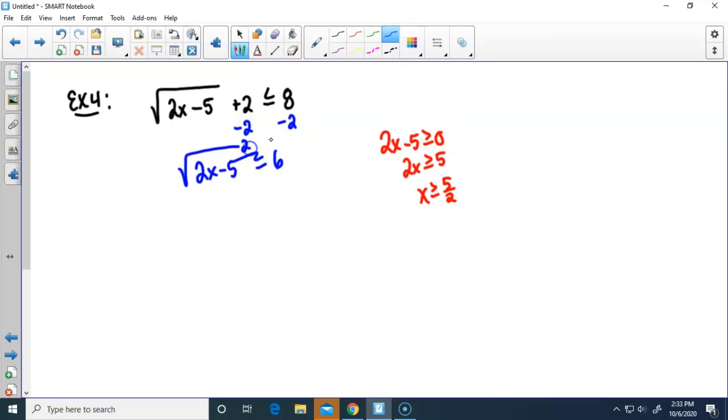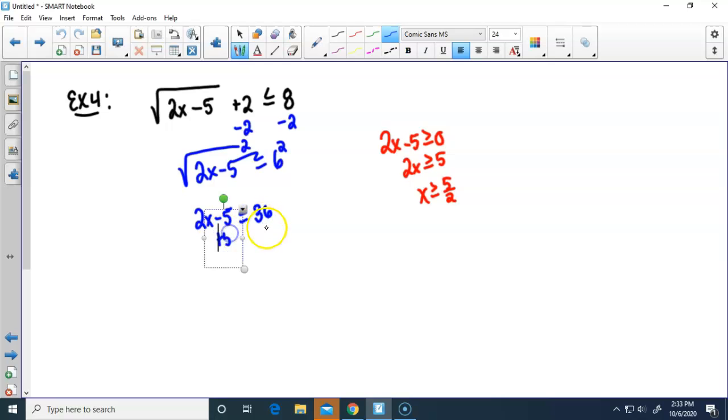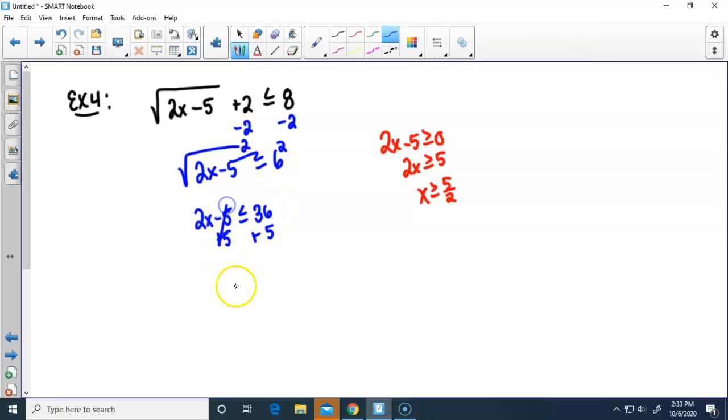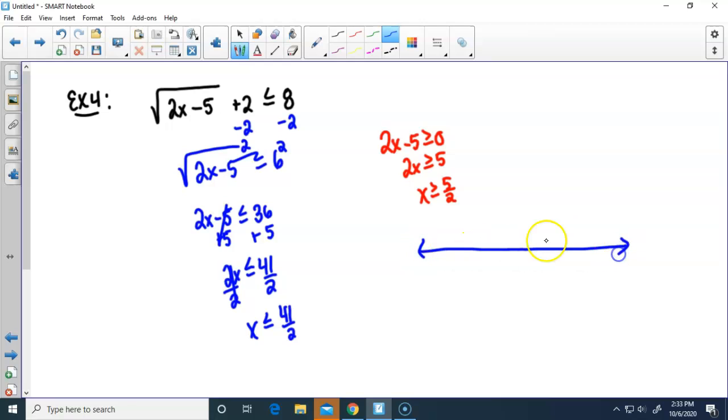So if we continue solving here, if we square both sides, we get 2x minus 5 is less than or equal to 36. We can add 5 to both sides, and so 2x is less than or equal to 41, and we'll divide by 2 here, and I'm just going to leave that x is less than or equal to 41 over 2. If you want, you can go ahead and get 20.5 there. Either one is fine.